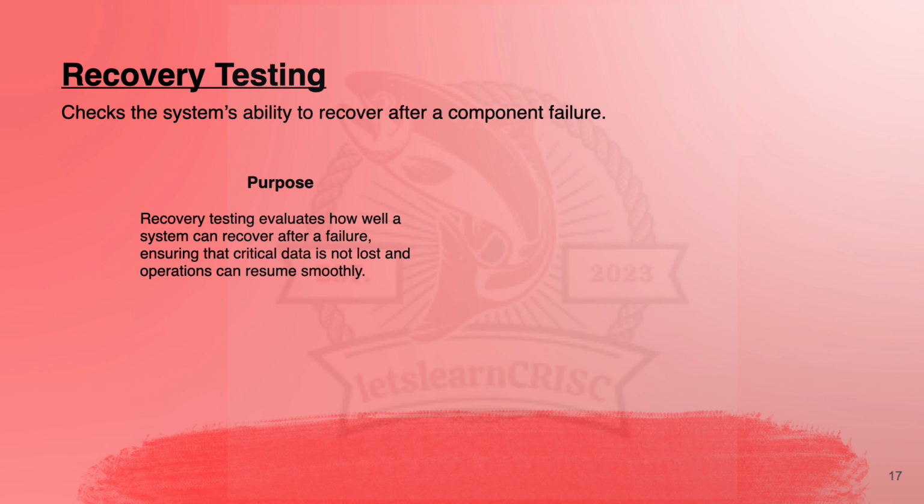And through recovery testing, friends, weaknesses and vulnerabilities in the system recovery mechanism are identified. And this allows for proactive measures to be taken to strengthen the system resilience. Friends, recovery testing is a critical aspect of ensuring the resilience and robustness of a system. And by simulating failures and disruption, organizations can proactively identify weaknesses, enhance recovery mechanisms, and minimize the impact of potential incidents on data and operation.